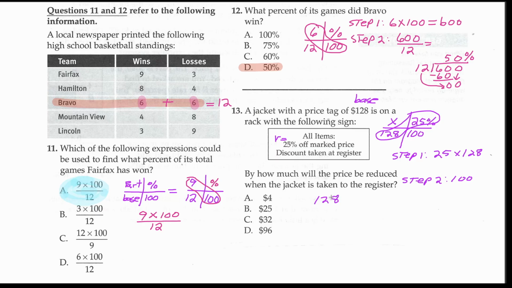128 multiplied by 25. 5 times 8 is 40. Write only the 0, carry the 4. 5 times 2 is 10, plus 4 is 14. Carry 1. 5 times 1 is 5, plus 1 is 6. Now we're done with the 5.